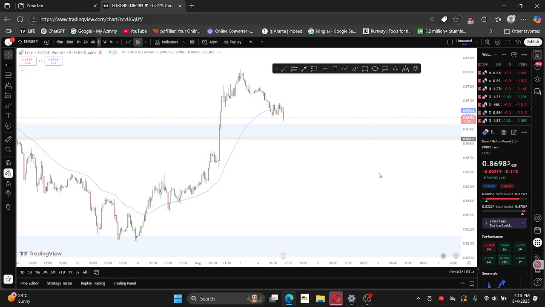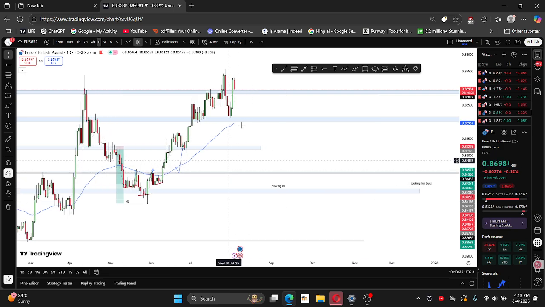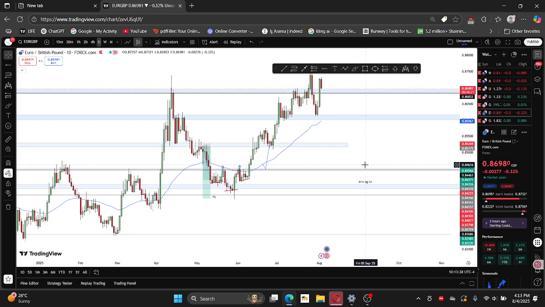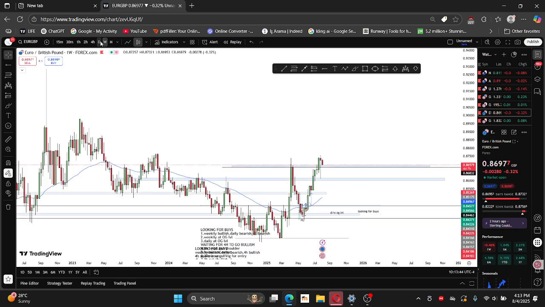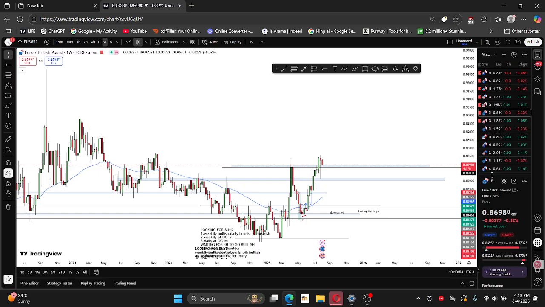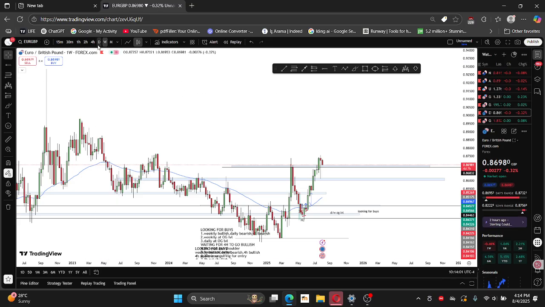And Euro GBP, you can also see the market. The daily is very much bearish, and the 4 hour is bearish as well. Only the weekly is bullish, and I'm looking for buys on this pair. But honestly, even though this is neat, anyway, we just keep it.